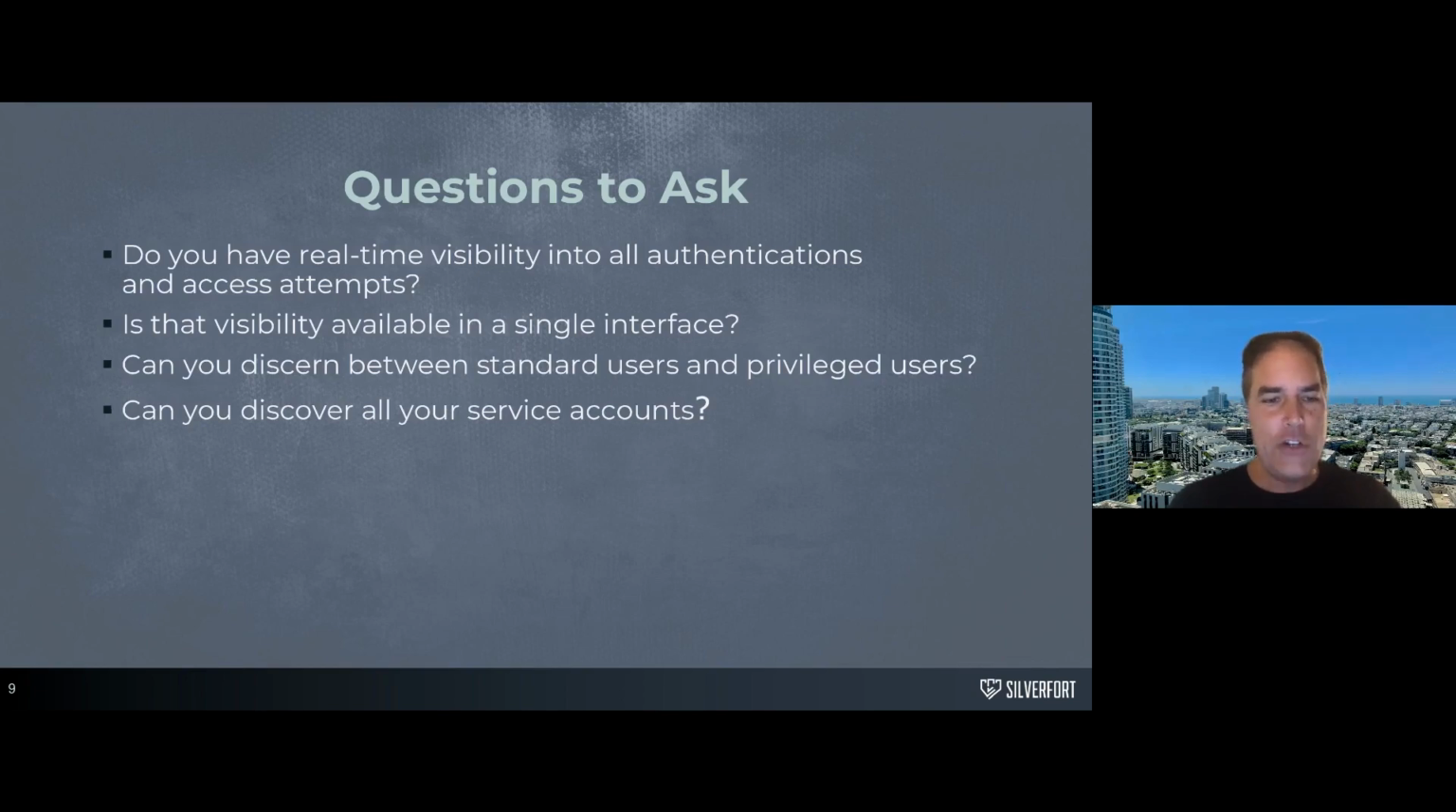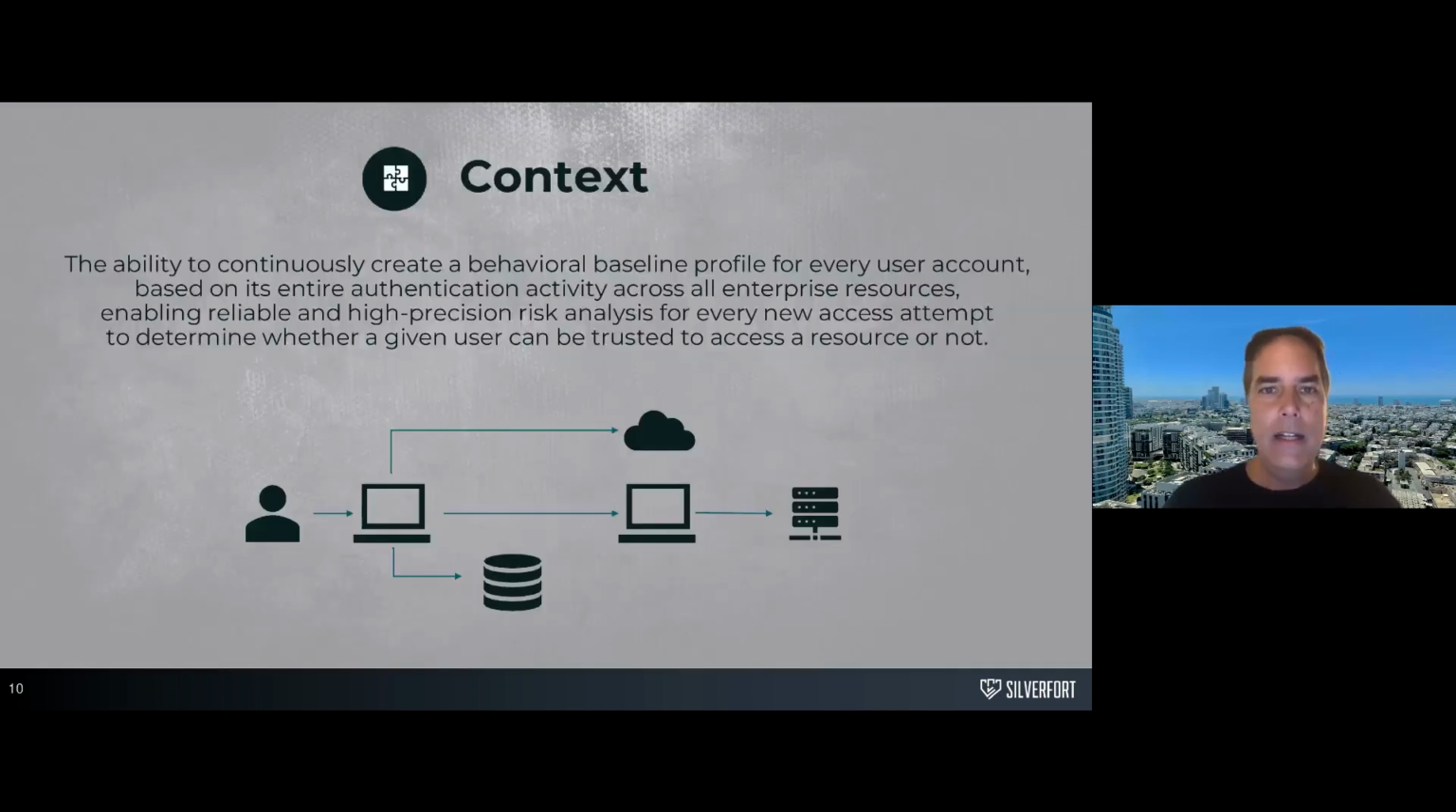So unification is the base, right? It's the base from which all of the other pillars are built, okay? Because if you don't have a unified view of your environment, you're really not very far into this identity zero trust journey. Let's now talk about the second pillar, which is context.